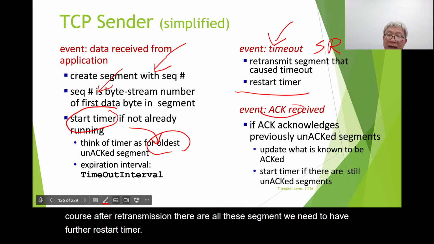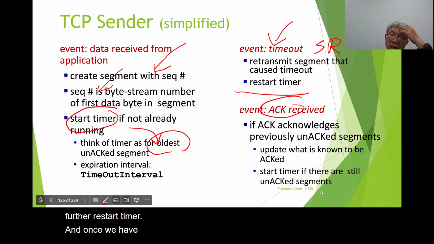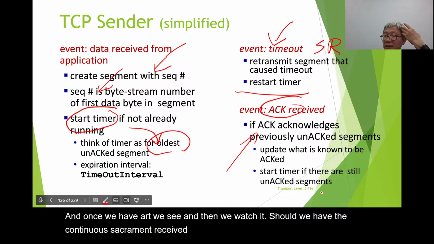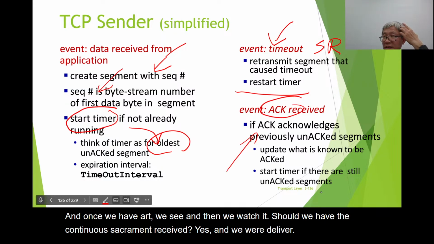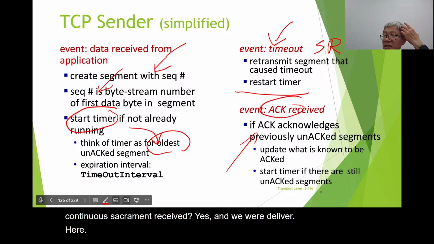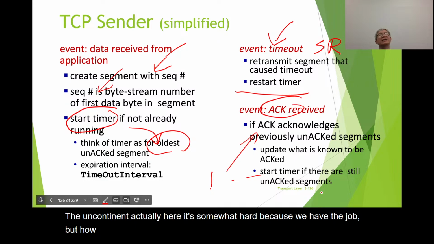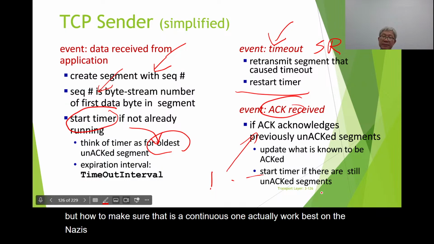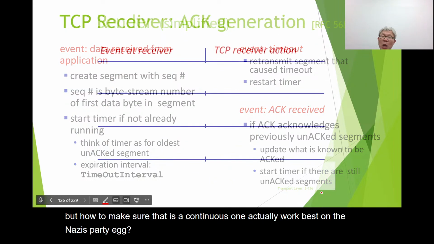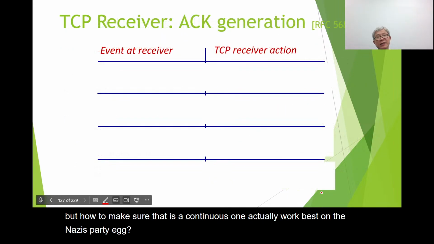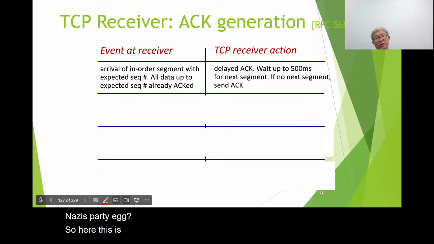And once we have a receipt, we will check, do we have continuous segments received? If yes, then we will deliver. For the discontinuous case, actually here it's somewhat hard because we have the jump, but how to make sure that it is a continuous one? Actually, we are based on the next expected byte. So here, this is the ACK generation just for your reference.